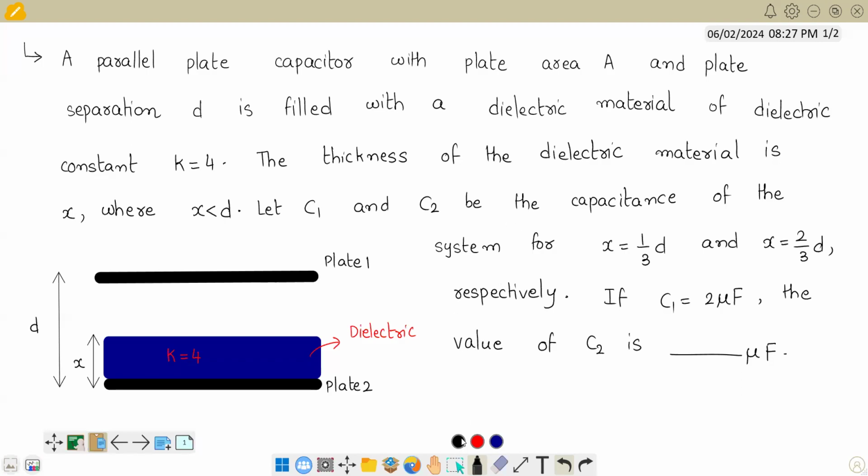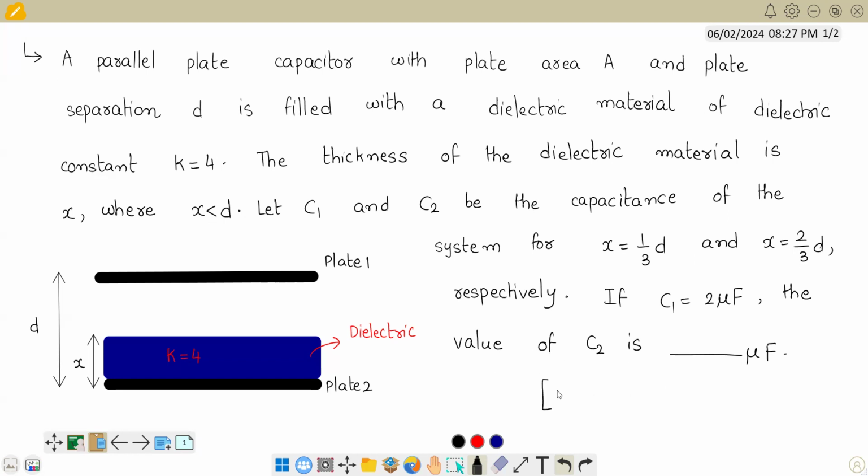Hello students, the question says a parallel plate capacitor with plate area A and plate separation D is filled with a dielectric material of dielectric constant K equals 4. The thickness of the dielectric material is X, where X is less than D. Let C1 and C2 be the capacitance of the system for X equals 1 by 3 D and X equals 2 by 3 D respectively. If C1 is 2 microfarad, the value of C2 is dash microfarad.